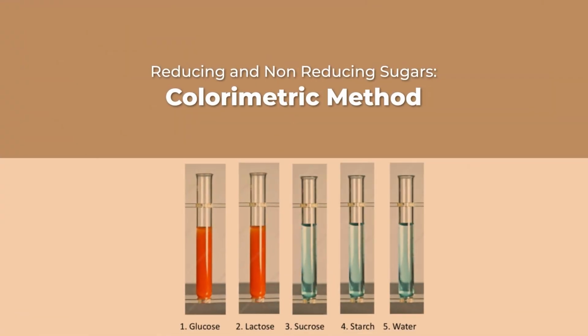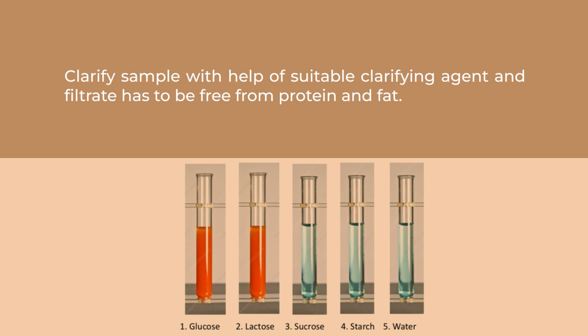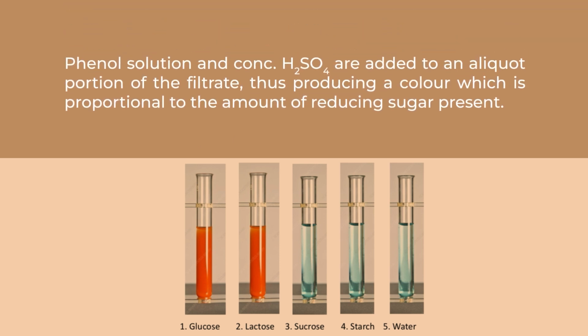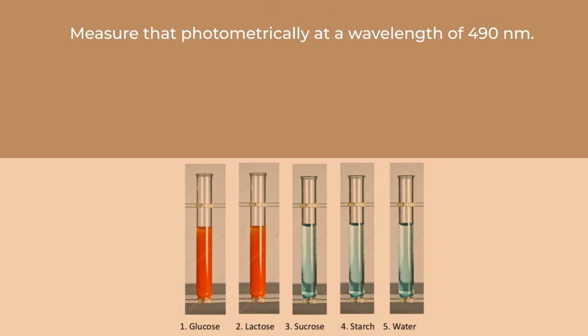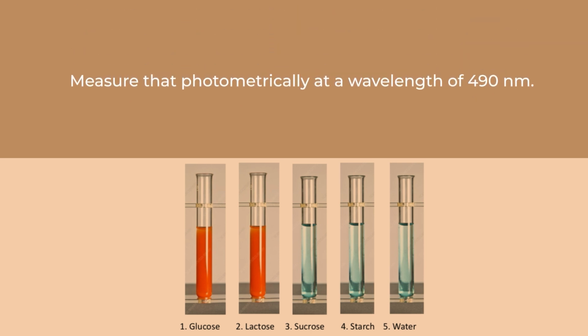Let us see how we determine reducing and non-reducing sugar. We take the food sample. First, we clarify the sample with a clarifying agent like lead acetate and lead oxalate. Filter it, and we get the filtrate. In the filtrate, we add phenol solution and concentrated sulfuric acid. We get a color, and that color we measure by UV spectrophotometer at 490 nanometers to find out the strength. That will give you the reducing sugar.